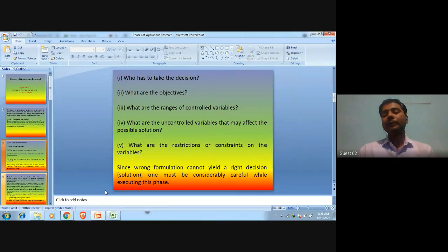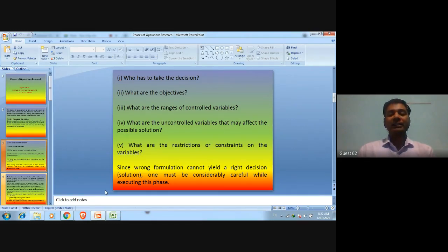But suddenly, if the prices of sugar have increased due to a strike of sugar farmers, your cost will increase, and you cannot control this type of factor. So these are called uncontrolled variables. Now, what are the restrictions or constraints on the variables?